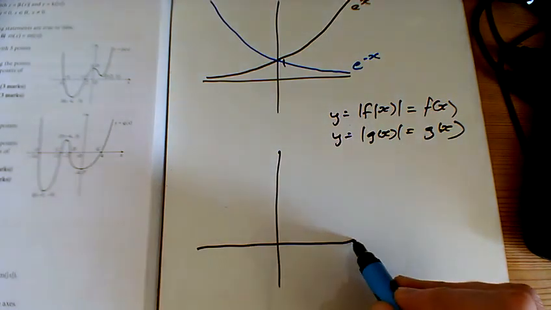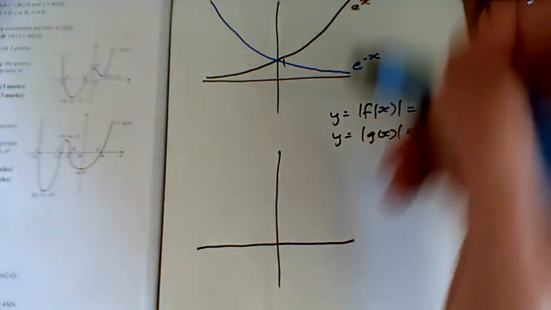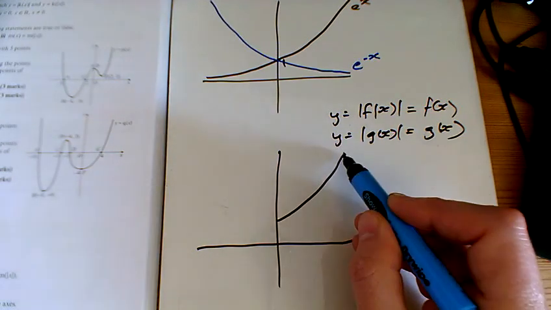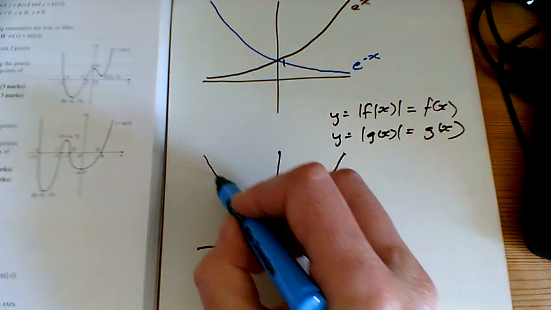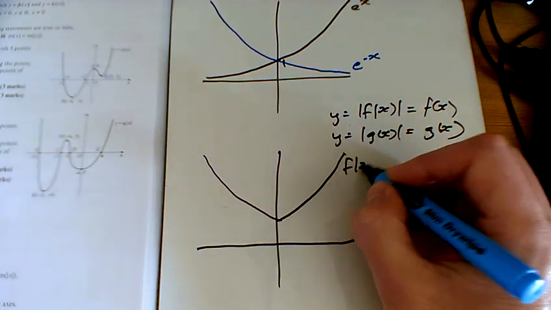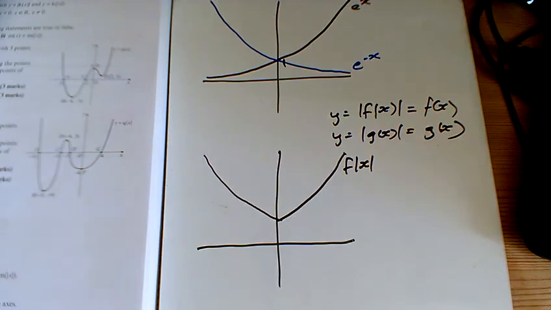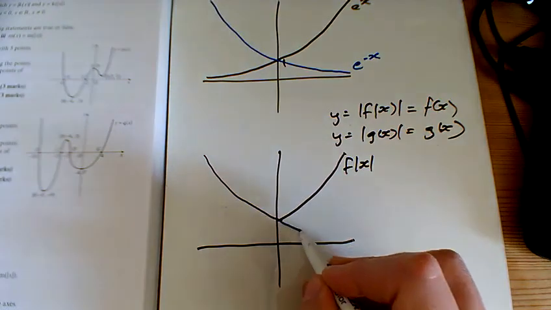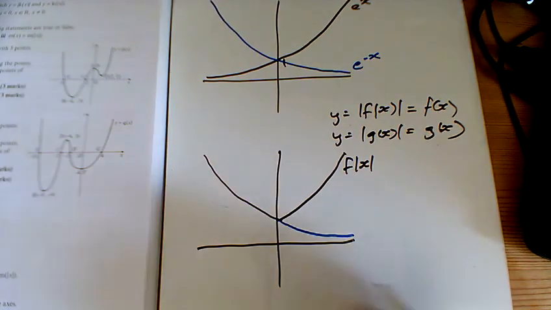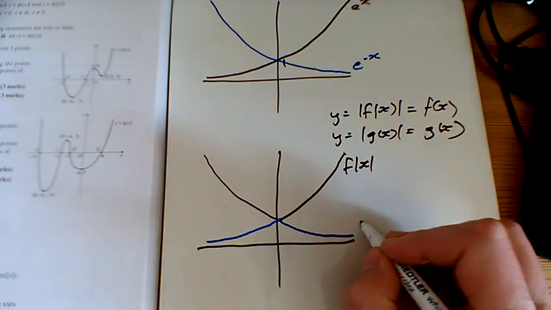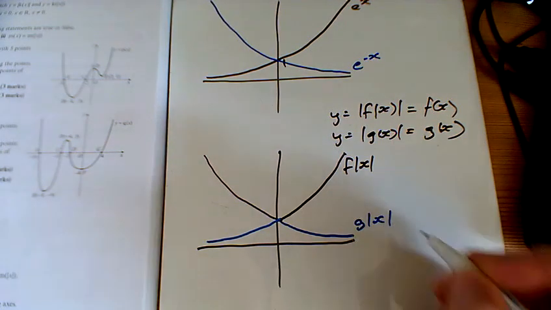This is quite nice. So the e to the x graph, remember we just take the positive part of the e to the x graph and then reflect it over. And so this is f of the modulus of x. That's that graph there. And if you did the g part, just the positive part of that bit there, there's that, and reflect that over, you get that bit there. So this is g of the modulus of x.